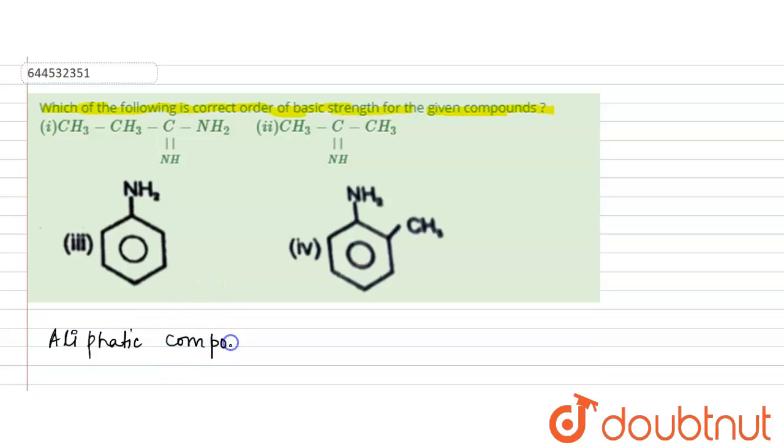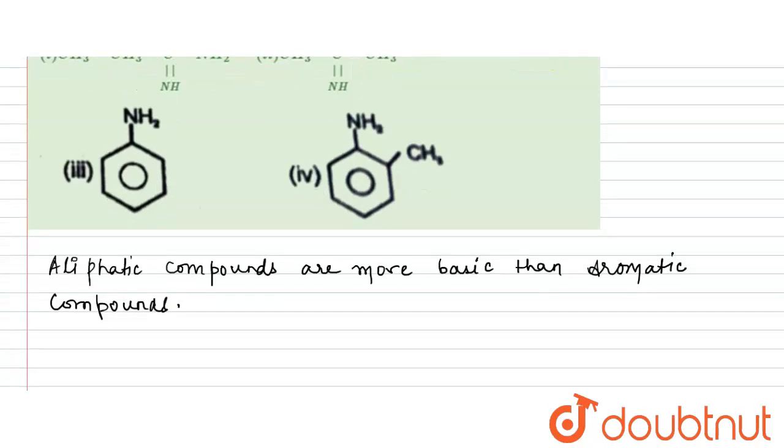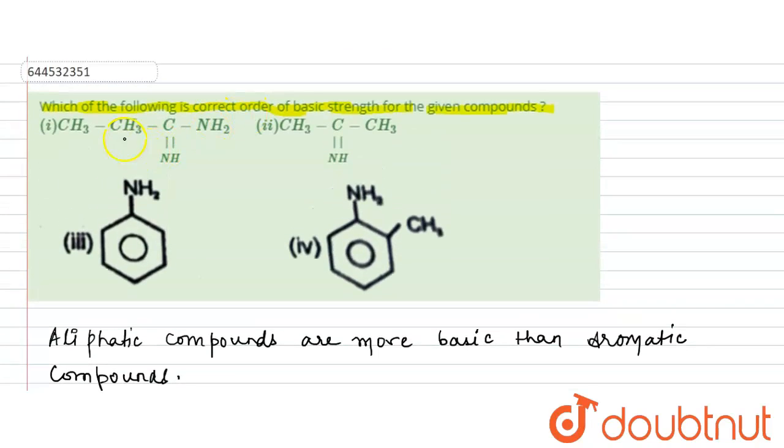compounds are more basic than aromatic compounds, right? This is a very important thing which you should remember, that aliphatic compounds are more basic than aromatic compounds, because in aromatic compounds the electrons are involved in resonance, so delocalization takes place. So from this we know very well that the first and second compounds are going to be more basic than the third and fourth, right? Now let's see which is more basic between first and second.